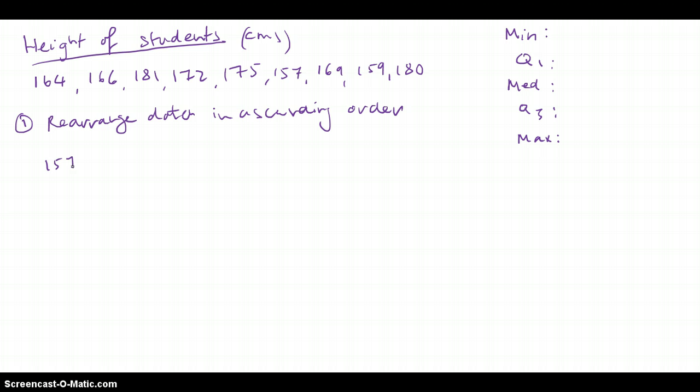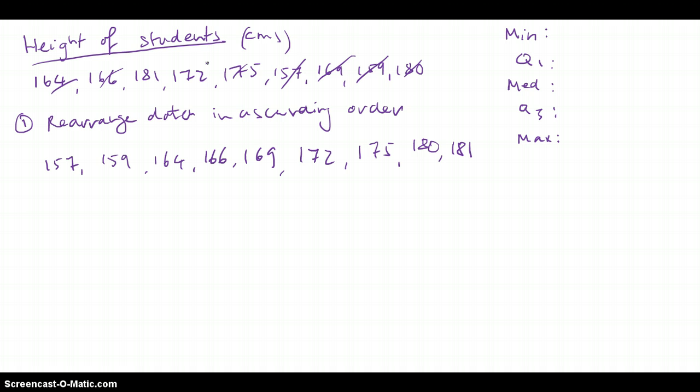So you should get 157. Okay, we'll tick that off. 159. Tick that off. 164, 166, and 169. Okay, we'll tick those off. 172, 175, 180, and 181. So we'll take all those off. So I've rearranged all these points into ascending order.